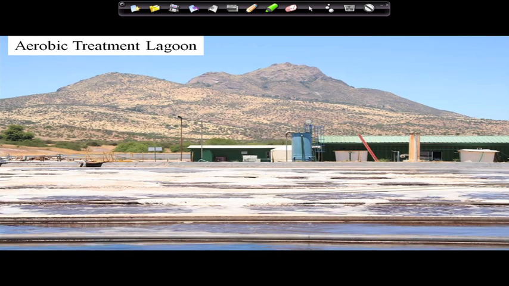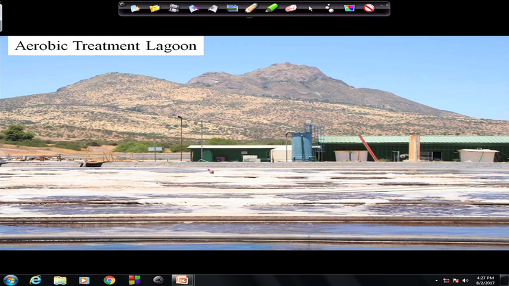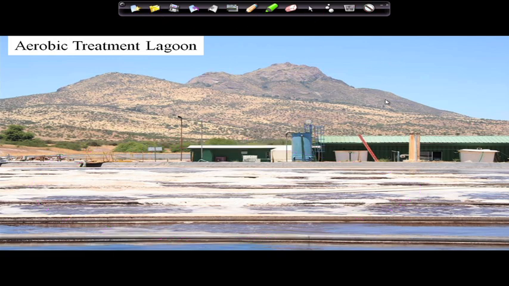You can also have some sort of nanofiltration or reverse osmosis. If you want very clean water, you can go up to reverse osmosis too. It's a costly affair, but people do that as well. Here you see the aerobic treatment lagoon in a closer picture. Because of the aeration going on, you see all those white foams, very similar to what you will see in a wastewater treatment plant.